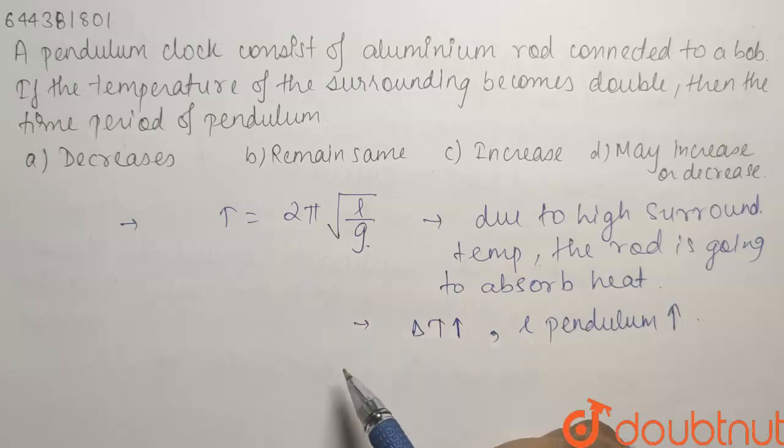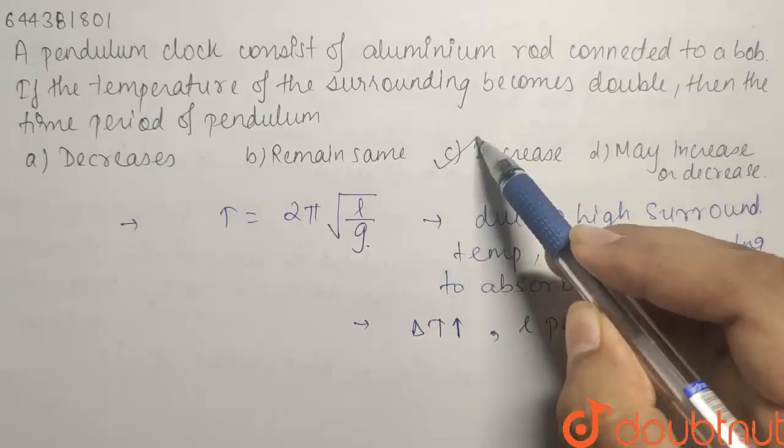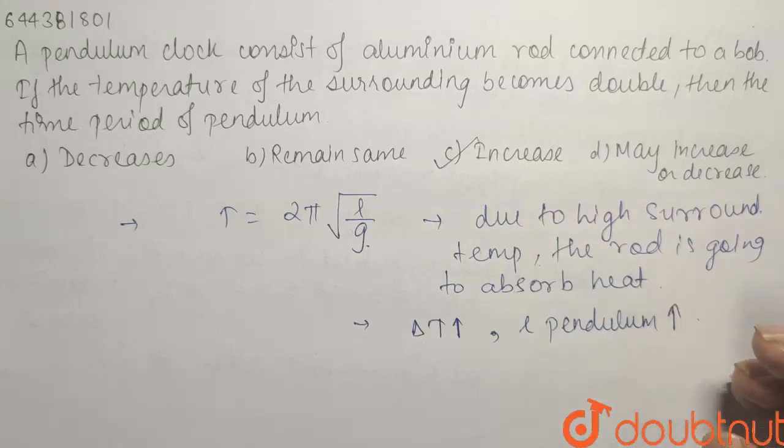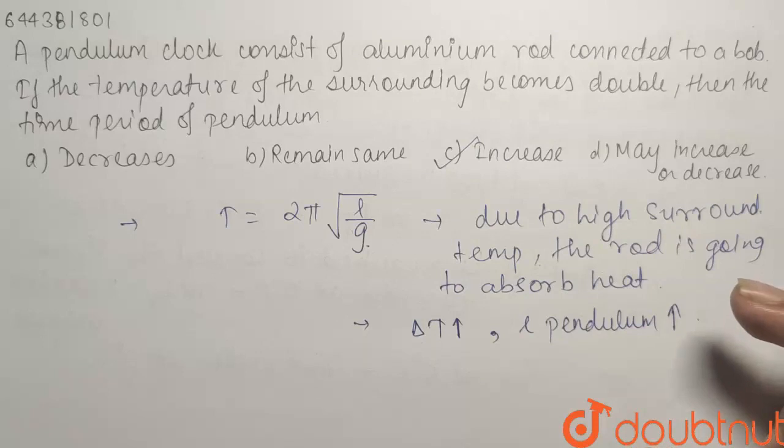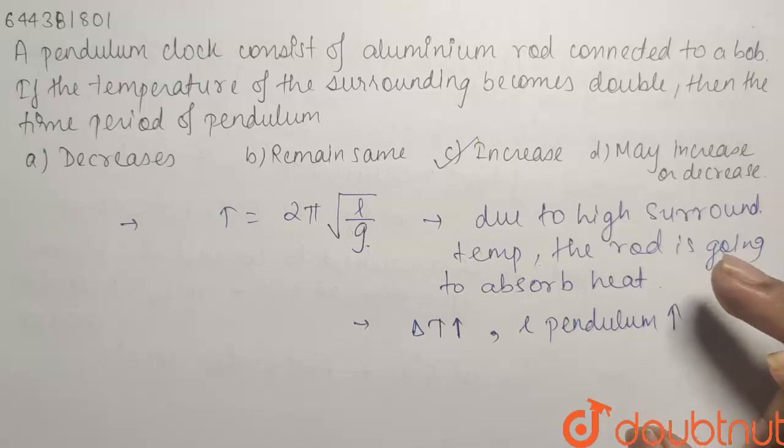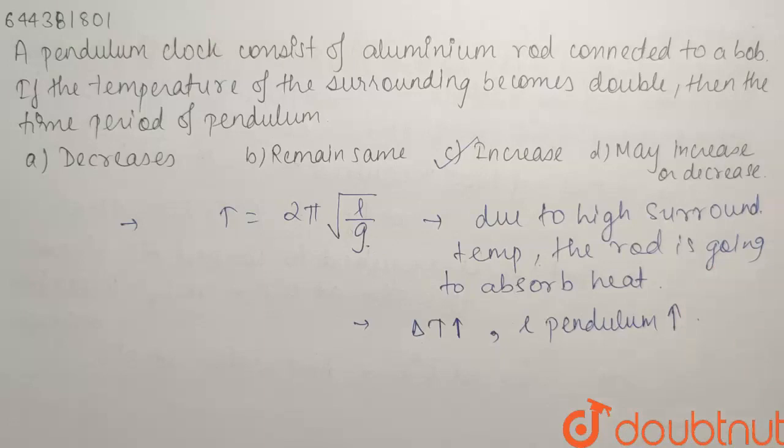So for the given question, our correct option will be option C, that as the temperature of the surrounding increases, so due to some heat interaction, the temperature of the rod is also going to increase, and due to that increase in temperature of the rod, the length of the rod increases, and due to that the time period of the pendulum increases as well.